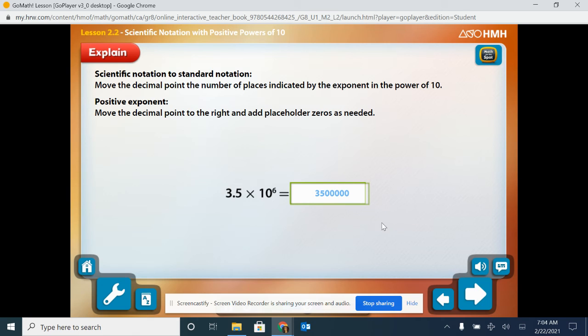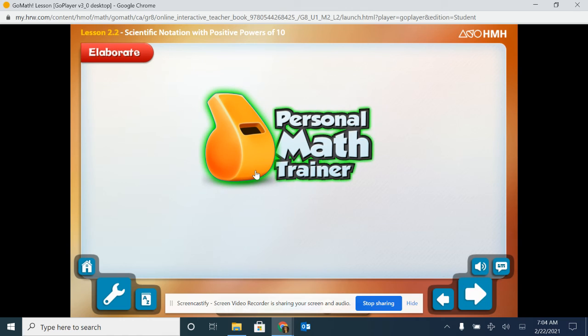That's right. 3 and 5/10 times 10 to the 6th power is 3,500,000. If you move the decimal 6 places to the right and add zeros, you get 3,500,000. Any questions? Use your calculator and double check, if you want to get it right. Now let's practice.